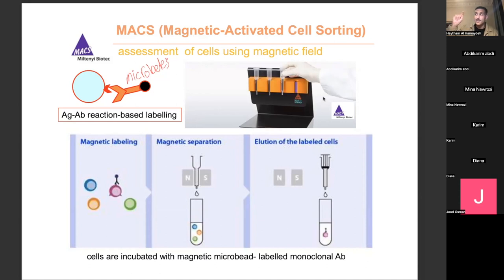When I say negative selection, we are selecting the beads. Always selecting the beads. They can either bind to the cells we want or to the cells that we don't want. Anything that is washed off is either the cells that we want or the cells that we don't want. And hence negative and positive selection. Okay? Any questions?